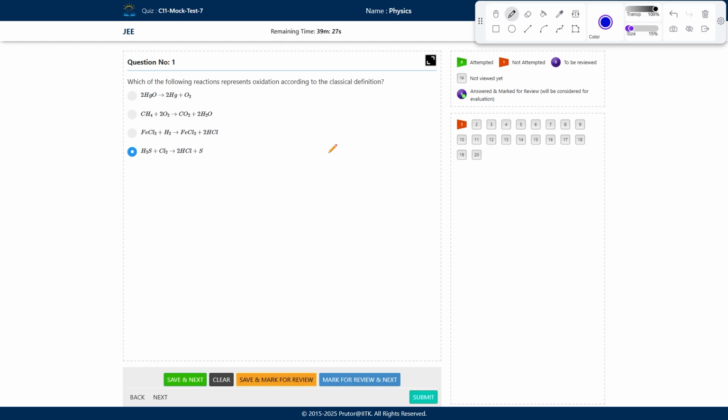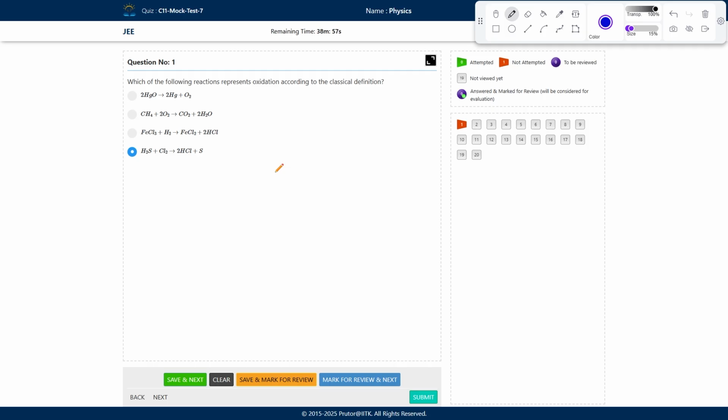So let's start. First question: which of the following reactions represents oxidation according to the classical definition? Now what is the classical definition? It says that addition of any electronegative element represents oxidation. From that point of view, we can easily say that the second option is correct, which is addition of oxygen to methane. Now what about other options?